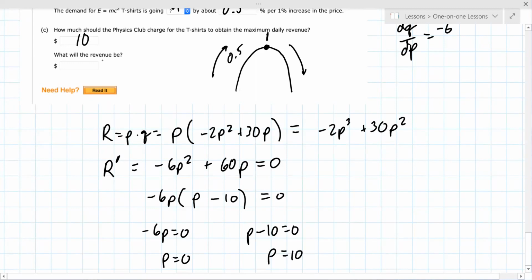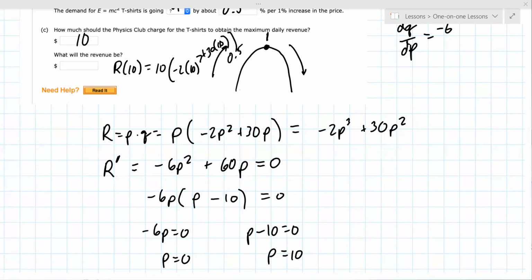Now this time it is asking for revenue. So you are finding revenue of 10, which is 10 times -2 times 10 squared plus 30 times 10. And let me get that number for you. So price is 10, revenue is price times -2 times p squared plus 30 times p. That's 1,000.